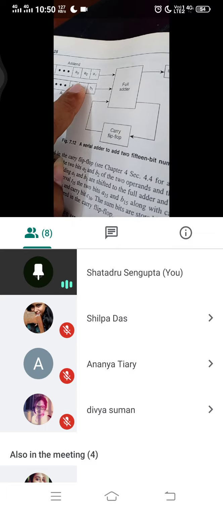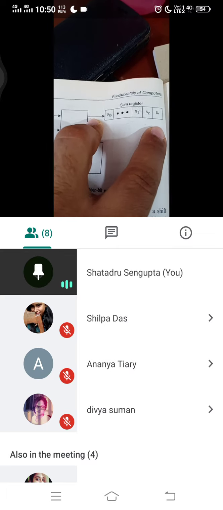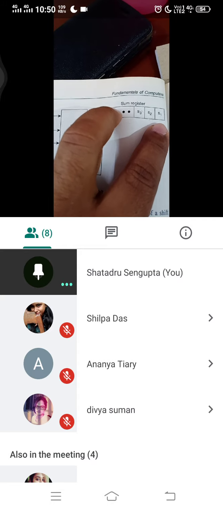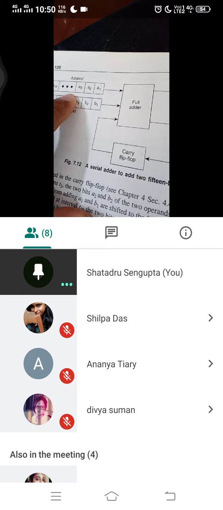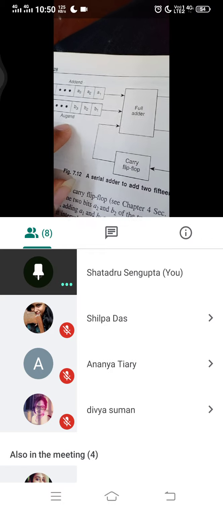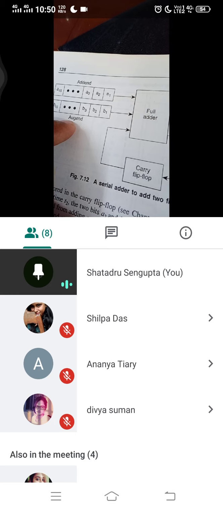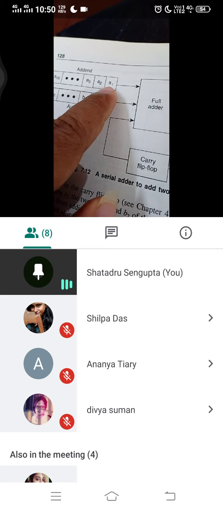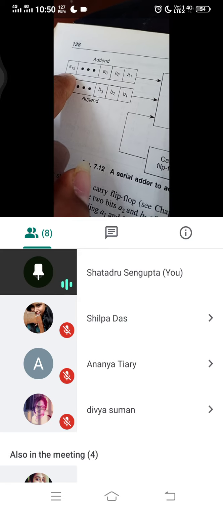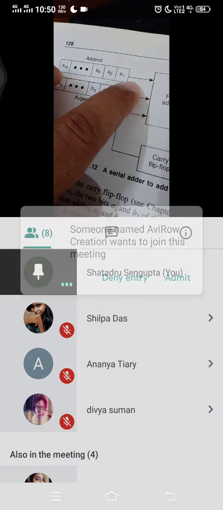go for a serial adder. In a serial adder, we use something called a register. A register is basically a latch of flip flops. Just like you have the addend, that is the number to which it is added, and this is the augend, which is augmented to the addend. So you have the bits A1 to A15, and then the bits B1 to B15. They're taking it in the book.